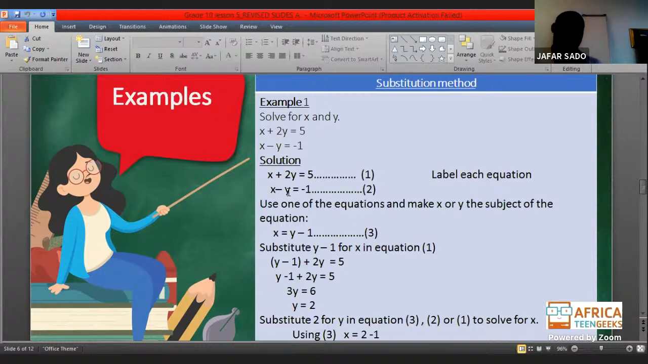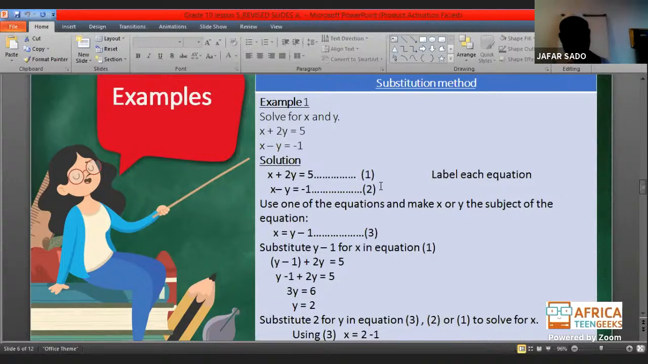Again, we need to get one of the variables, either x or y. Look properly and check which one is easier for you. Before now, we looked at how to do subject of formula. So look at your two variables, x and y, and decide which one is easier to make the subject of the formula. From equation 1 and equation 2, we decide to use equation 2.